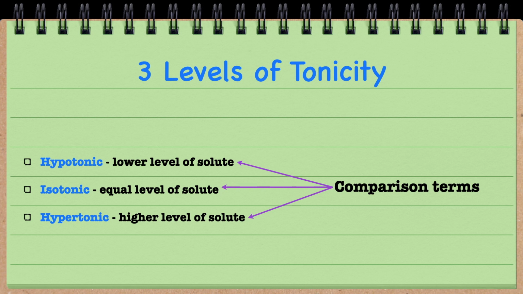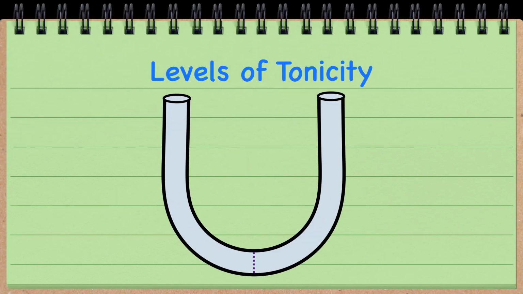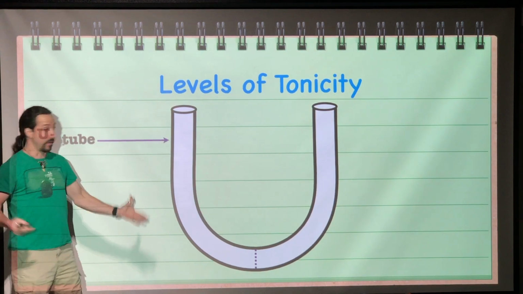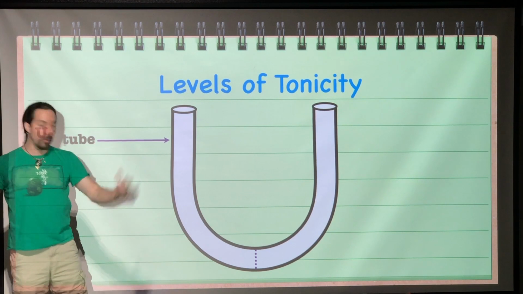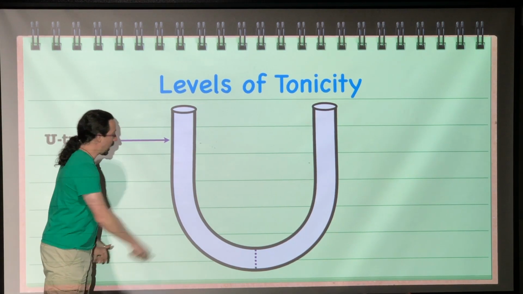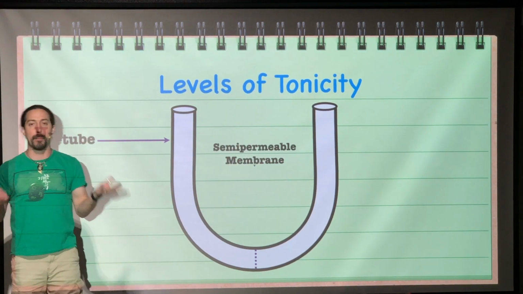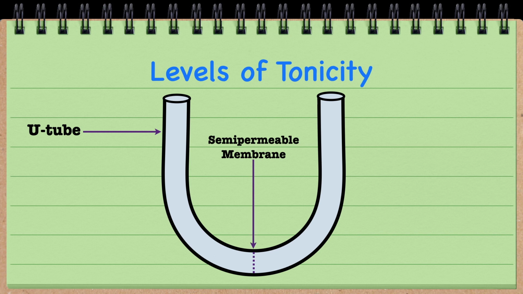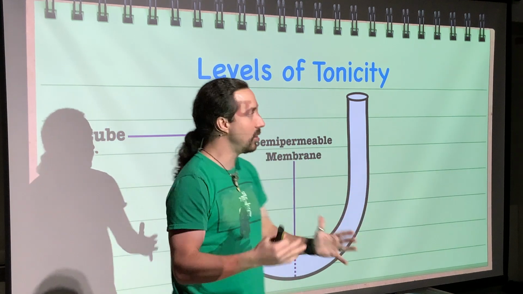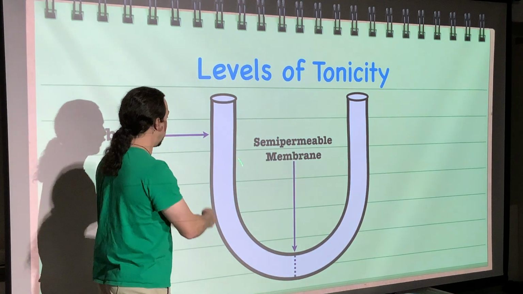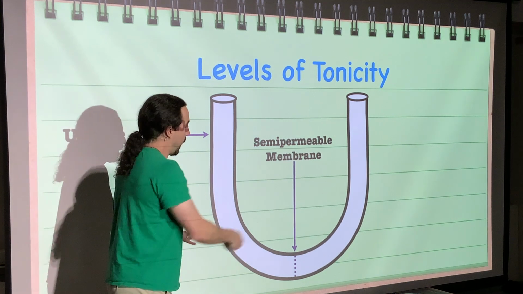What does this look like in a practical way? Well, if we were to take this device, it's called a U-tube, and the reason why we call it a U-tube is very simple. It is a glass tube that happens to be in the shape of a U. And in the middle, there happens to be a semi-permeable membrane. This semi-permeable membrane would allow water to pass through, but would not allow all different solutes to pass through. So you can make it so that the solutes that you put on one side cannot pass over to the other side.